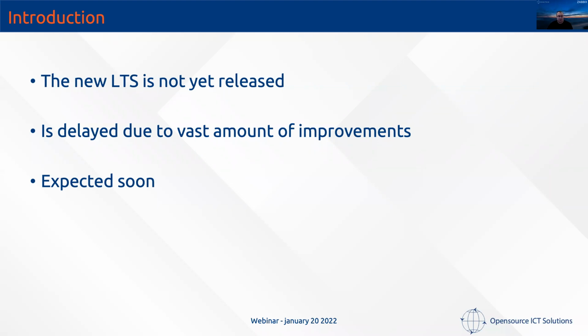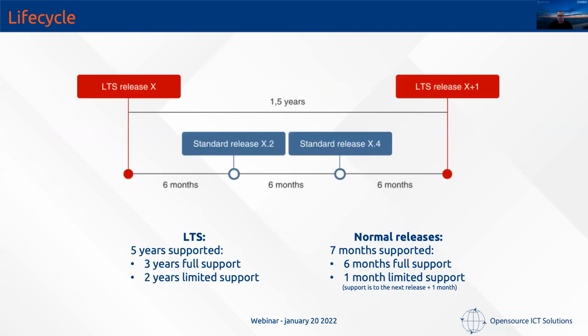What's going on with those releases? What's going on with that delay? Why are things being delayed anyway? Well, Zabbix is following a release train where we have standard releases and long-term support releases. The standard releases are always released every 6 months, and then at some point a long-term support version is released. That long-term support version is supported for 5 years, with 3 years of full support and 2 years of limited support. So that's 5 years in total.